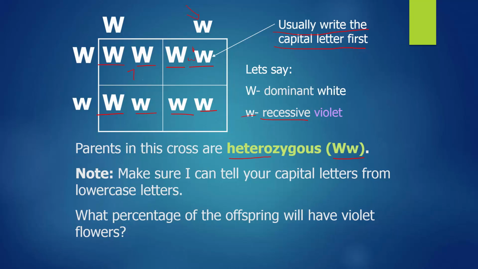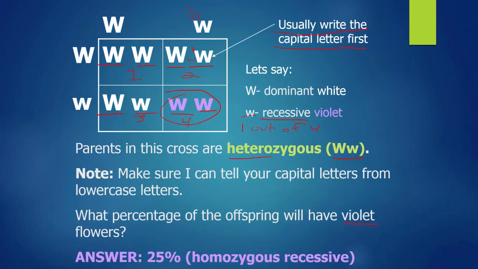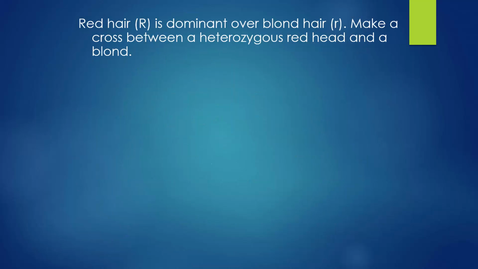So out of these boxes, there are 4 chances, and only one of them, this one, has 2 lowercase w's in it. So we have 1 out of 4 possibilities will be the recessive violet trait. And if you remember math, 1 divided by 4 is 25%. Okay? So 1 out of the 4 squares will be heterozygous and will show the violet phenotype.